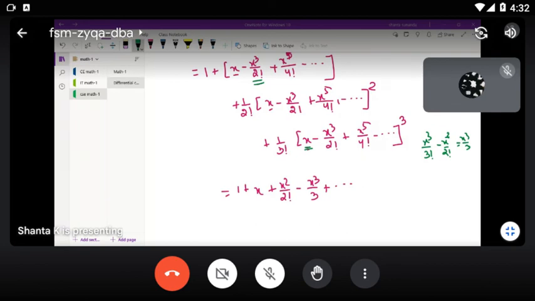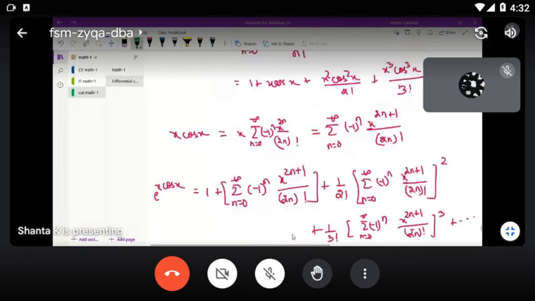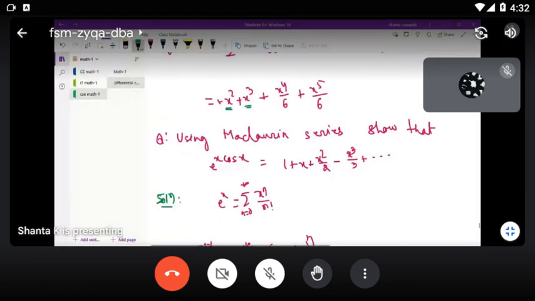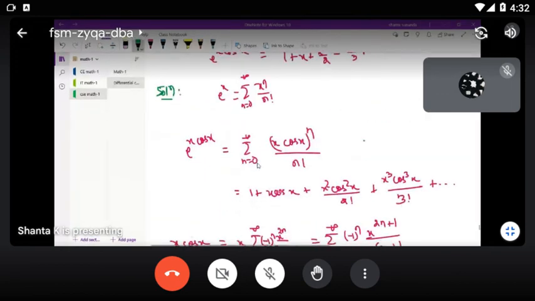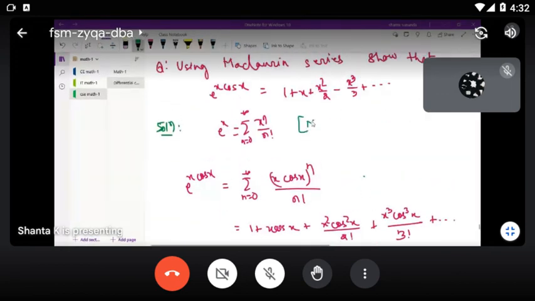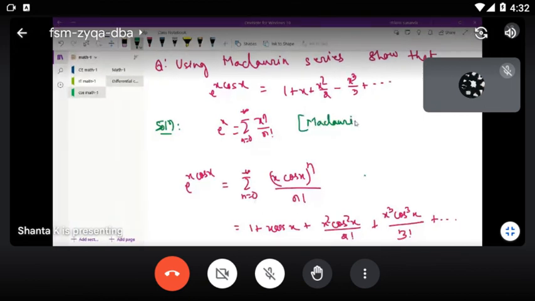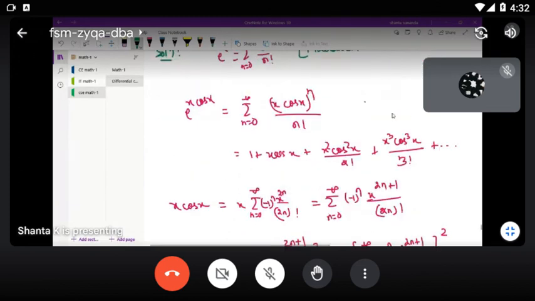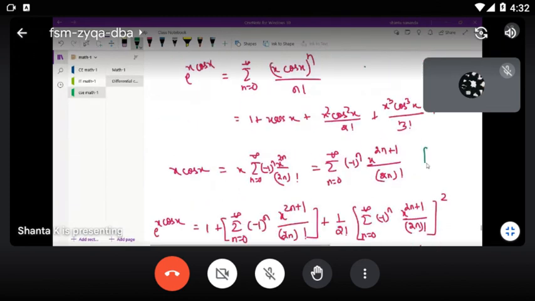So you can proceed in any way. You can go for cos 2x also, or from the starting you can use the Maclaurin series. See here, I have written this one. This is the Maclaurin series, the expansion at 0. Then the cos x, what you are finding here, is also the Maclaurin series. We are using Maclaurin series only.